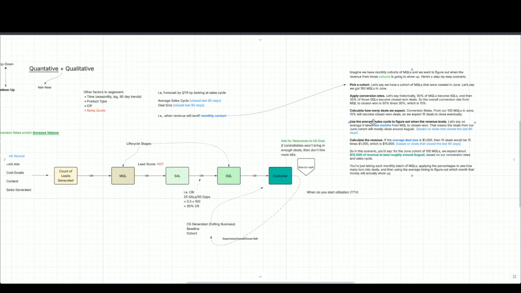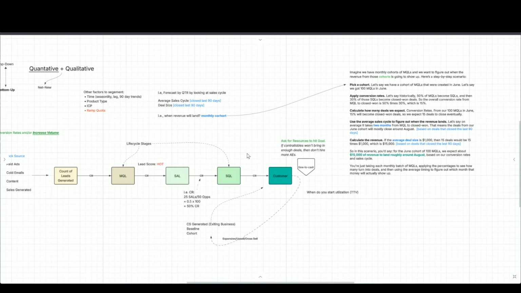And then what we'll do is we'll take the average sales cycle to figure out when the revenue lands. So let's say on average it takes about 2 months from MQL to closed won, and that means that the deals from the June cohort will most likely close around August, because it takes on average about 2 months. And like I was saying before, I like to base it on the deals that close in the last 90 days. So I'll look for the deals that close in the last 90 days and then figure out what the average time is that it took them to actually close. And then we calculate the revenue. If the average deal size from the last 90 days is $1,000, then 15 deals times $1,000 is $15,000.